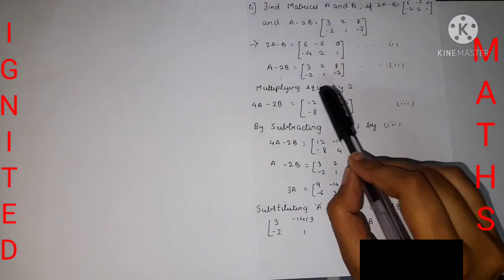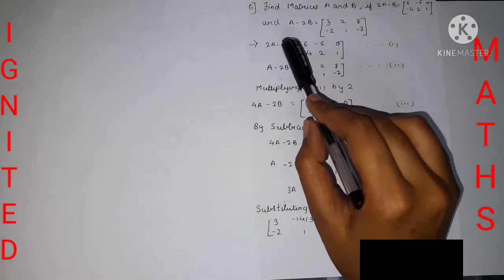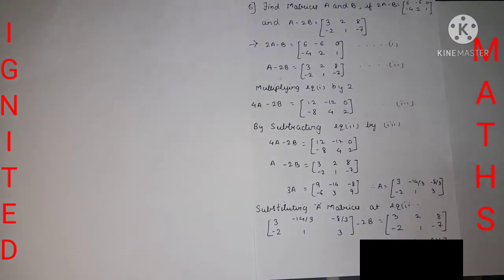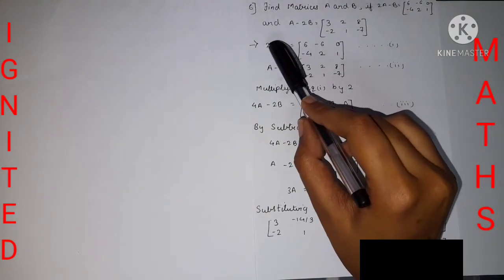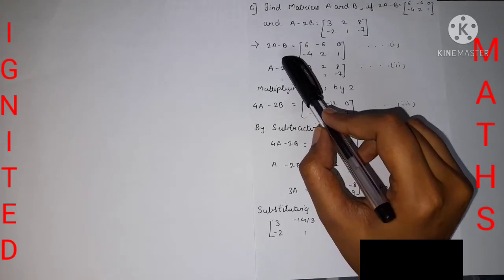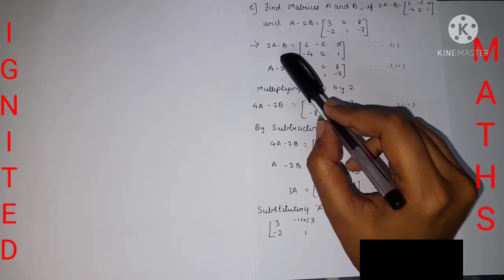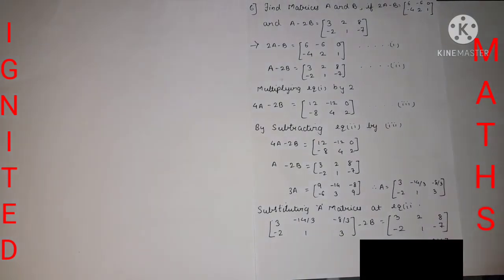Now if you multiply equation 1 by 2, then you will get 4A minus 2B. Then we have minus 2B in equation 2 as well. If you subtract both equations, the B term will cancel and you can find the value of A. With the help of A, if you substitute in the equation for B, then you will get the answer.